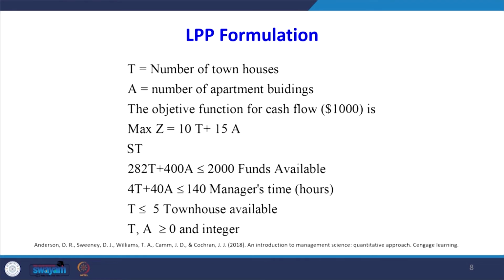For the funds available, constructing one townhouse will consume $282,000 plus $400,000 for an apartment house, and that should be less than or equal to $2,000 funds available. The time the manager can devote is 4 hours for a townhouse and 40 hours for an apartment house, and the maximum time available is 140 hours. And the requirement is that a minimum of 5 townhouses is required. So, T less than or equal to 5, and T and A are non-negative integers.